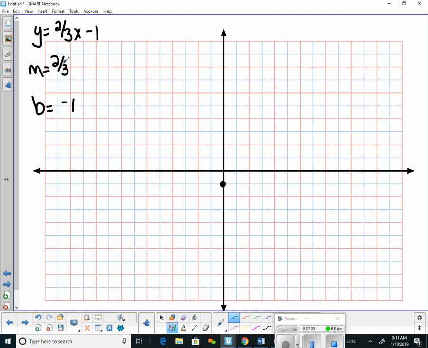Now I'm going to use my rise over run. It's positive, so I'm going to be leaning to the right. And I'm going to go up 2 over 3. Up 2 over 3. I can go back. I can go down 2 and over 3. Okay, draw my line, put my arrows on it, and then write my equation.